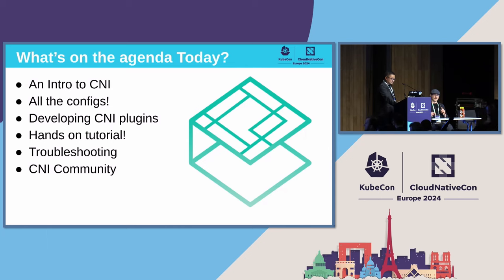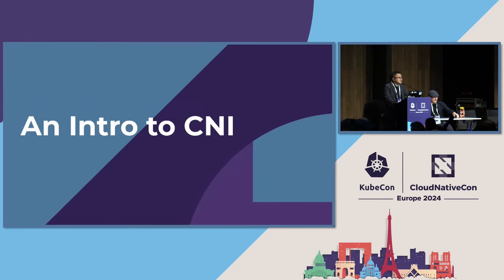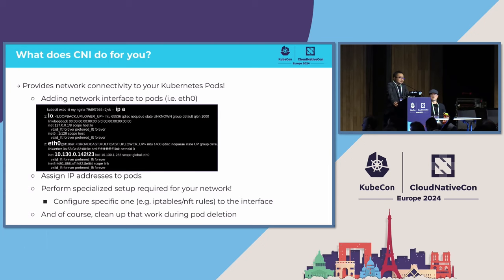With that being said, I will let Tomo kick it off with an intro into CNI. Thank you, Doug. So let's cover what CNI is first. Important stuff, right? In the case of Kubernetes, CNI provides the network connectivity to your Kubernetes pod. So if you're launching a simple pod, and you type in the ip address command in Linux, then you can see the loopback and the Ethernet interface have been added. That is what the CNI plugin does.